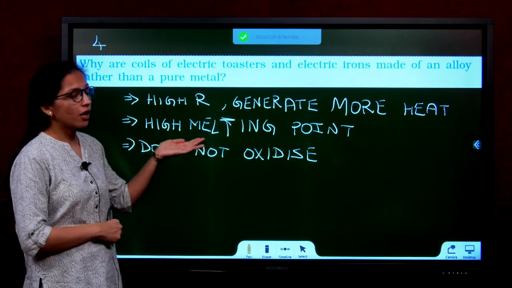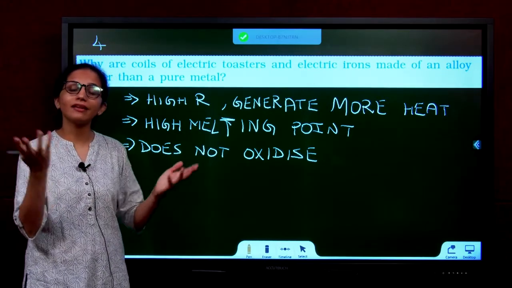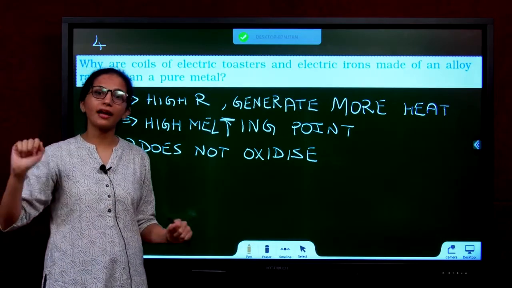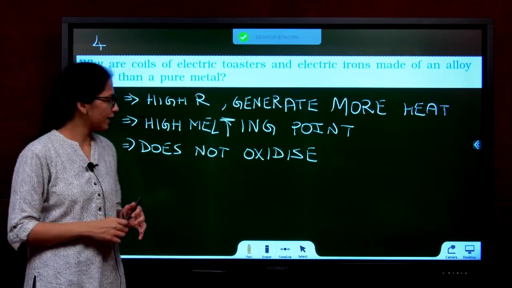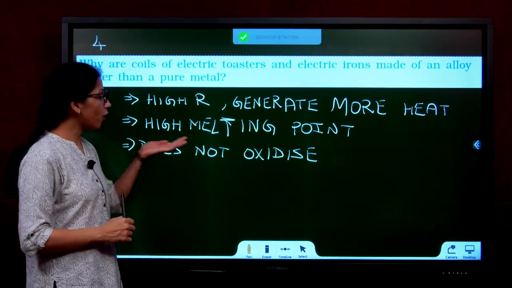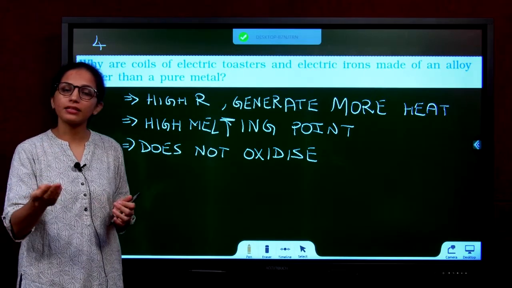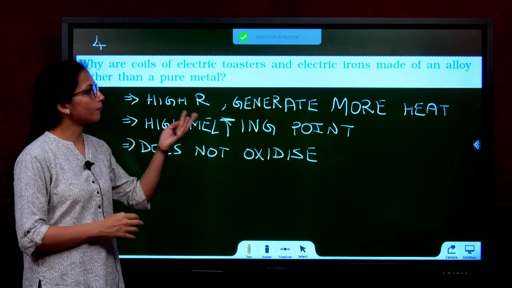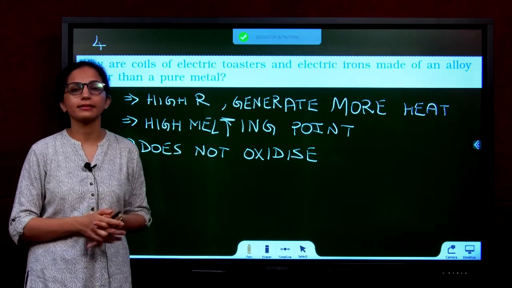Next point, alloys have a higher melting point than pure metals. So they don't melt so easily when the device is hot. Imagine if you are using your iron and because of the heat, the iron itself melts, the metal starts melting. We don't want that, right? Next, alloys do not oxidize easily. They don't corrode and become rusty, or the metals don't get spoiled, which is why these are the points for why we use alloys over metals.